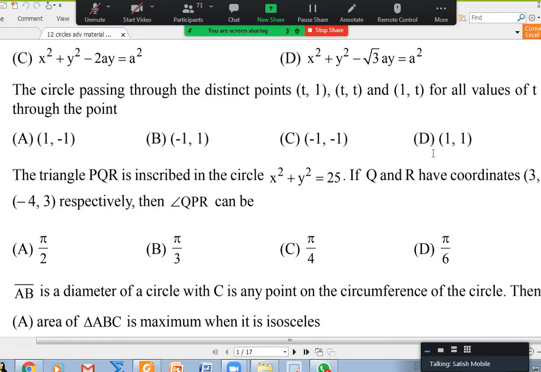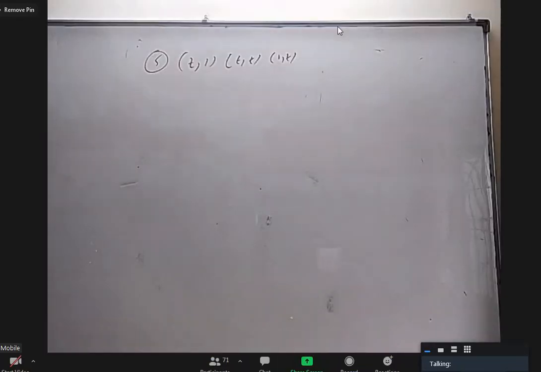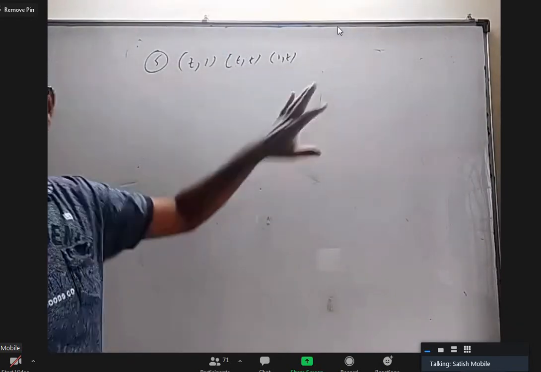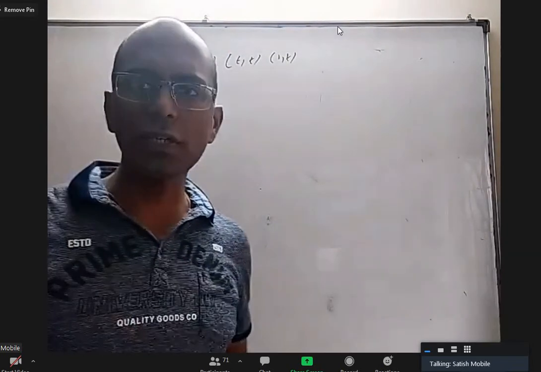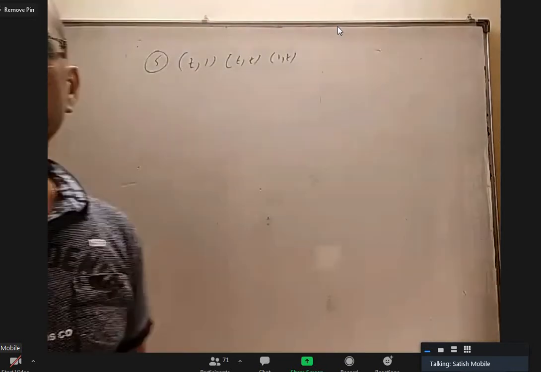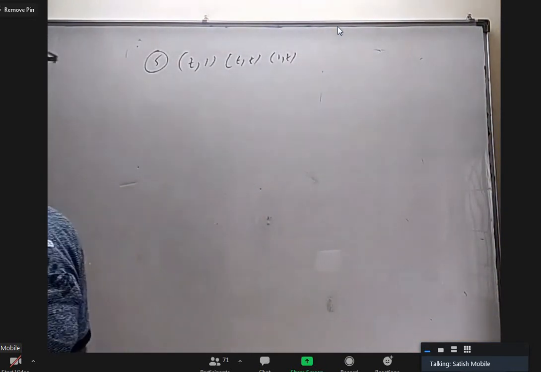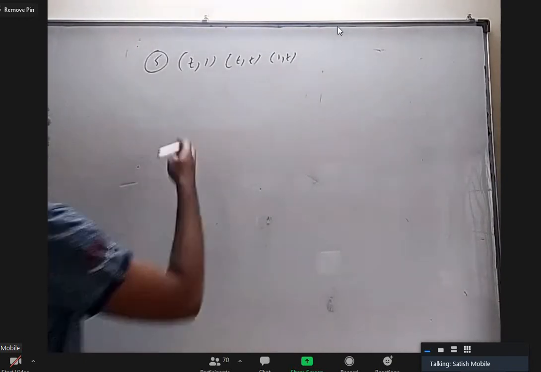Okay, in the fifth question, there are 3 points: (t, 1), (t, t), and (1, t). As t changes, for each t there will be a circle passing through these 3 points. When you change t, you'll get another circle, and another. Like that there are a lot of circles, but they all will pass through one point. What is that? There are 2 ways to do it.